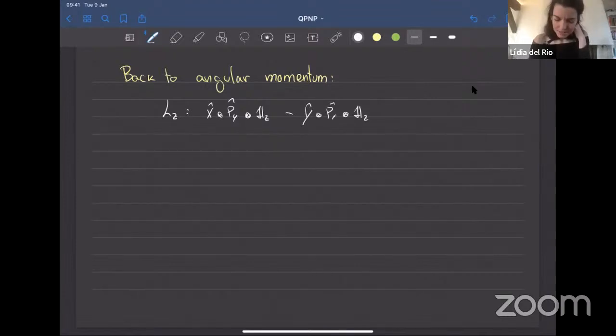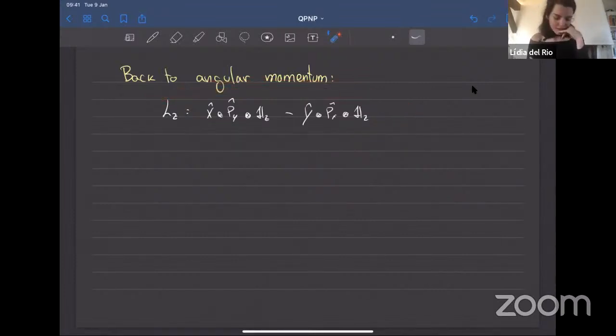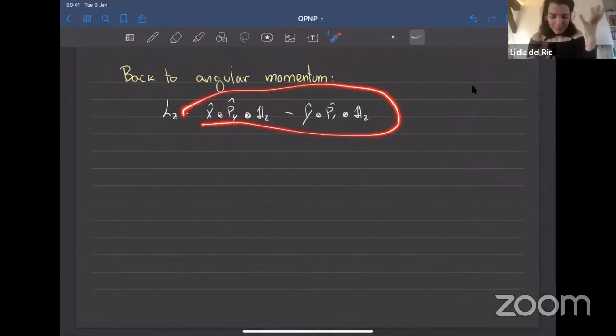Minus this, right? And I told you that it's going to be easier to find the eigenstates of this in spherical coordinates than in Cartesian coordinates, right? But these operators here, they're all in the Cartesian subsystems. So how do you transform it to spherical?